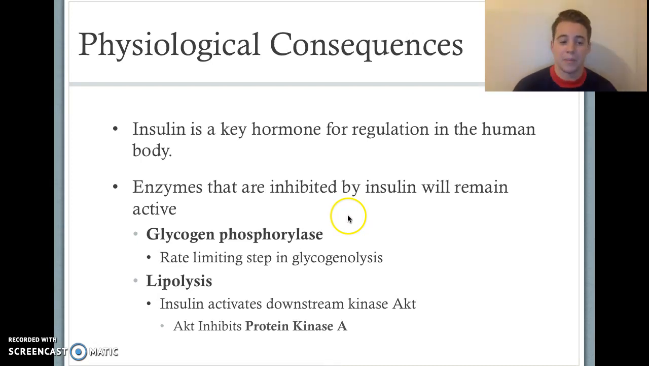Same vein, lipolysis. We got to get energy from our fat stores. This is why you have a lot of diabetic people who are skinny, and who do not have a lot of body fat because you're constantly undergoing lipolysis. Insulin activates a downstream kinase, AKT. AKT inhibits protein kinase A. So if you're not inhibiting protein kinase A, lipolysis occurs.